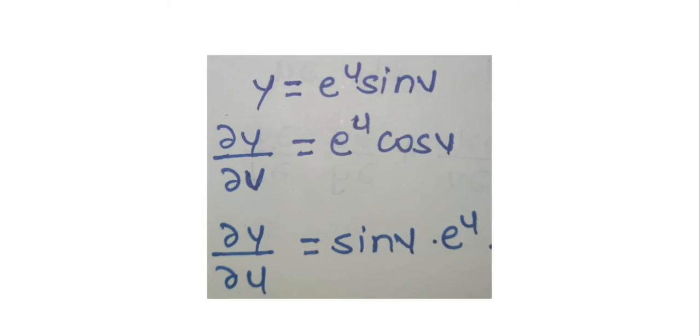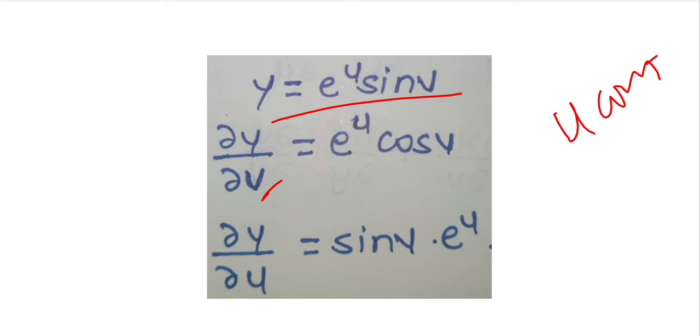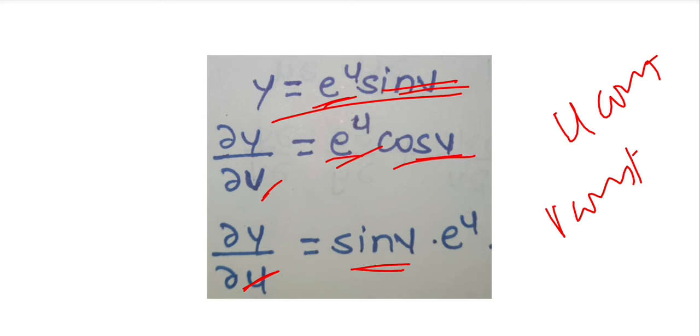Similarly, we will differentiate y equal to e raised to u sin v. Partially differentiating with respect to v, here u will be constant, so e raised to u as it is, and differentiation of sin v is cos v. Similarly, partially differentiating with respect to u, v will be constant, so sin v as it is, and differentiation of e raised to u is e raised to u as it is.